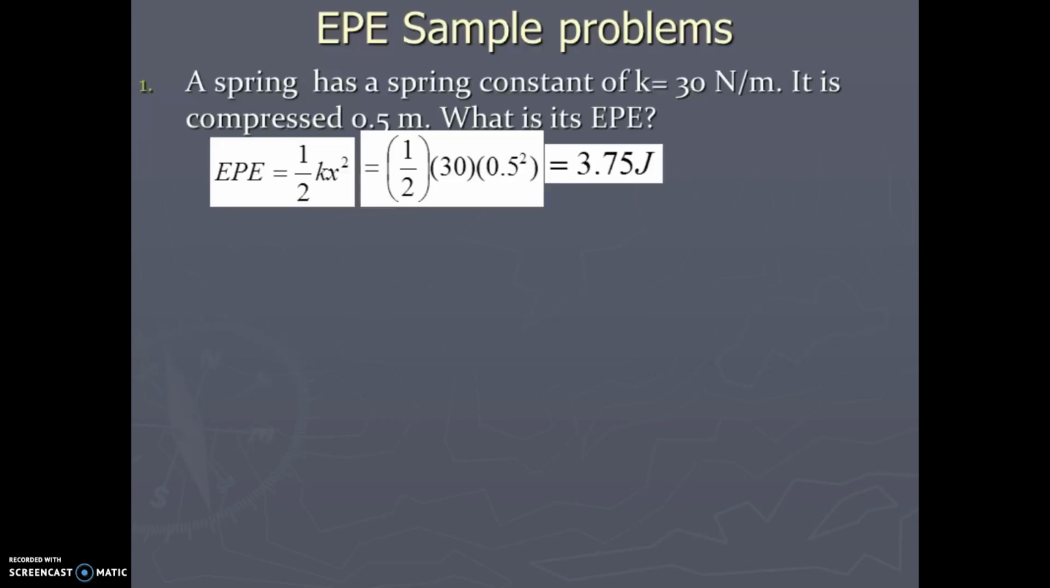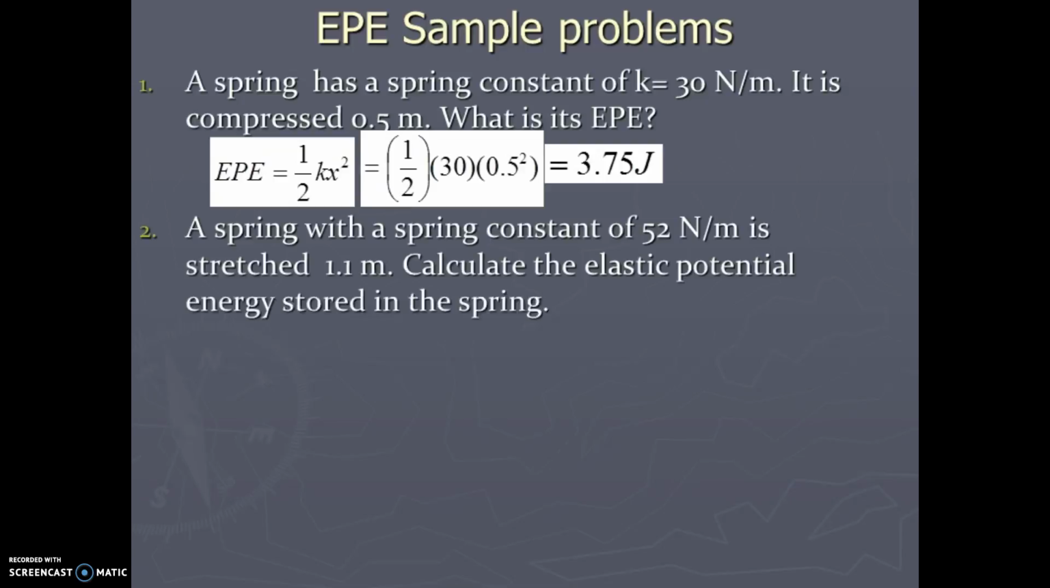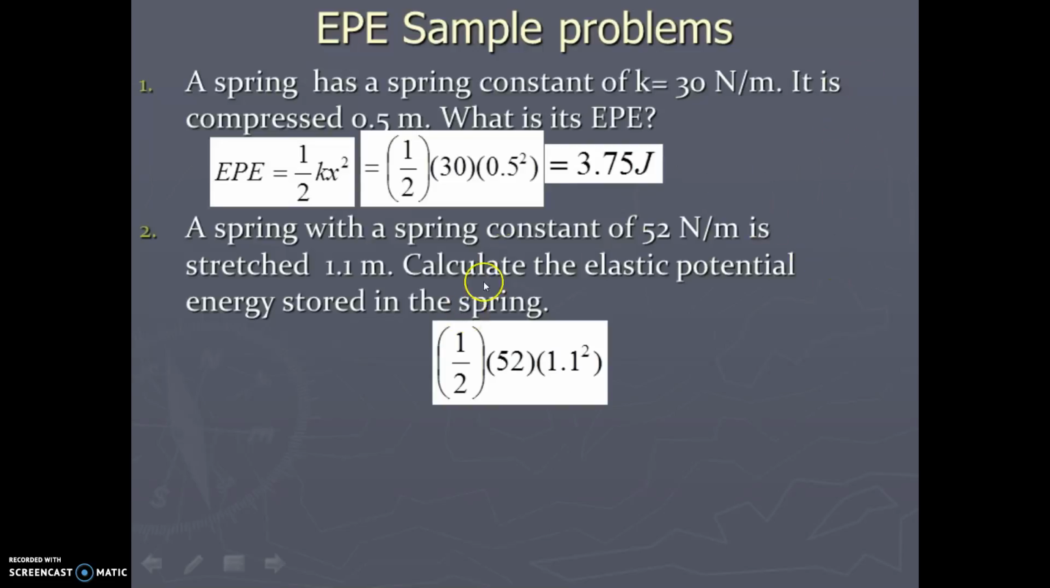joules. Notice that it doesn't matter what type of energy it is, the units will always be joules. A spring with a spring constant of 52 newtons per meter is stretched 1.1 meters. Calculate the elastic potential energy stored in the spring. So, we plug in 52 for k, which is the spring constant, and 1.1 for x, because that's the distance from being stretched or compressed. So 1/2 times 52 times 1.1 squared equals 31.64 joules.